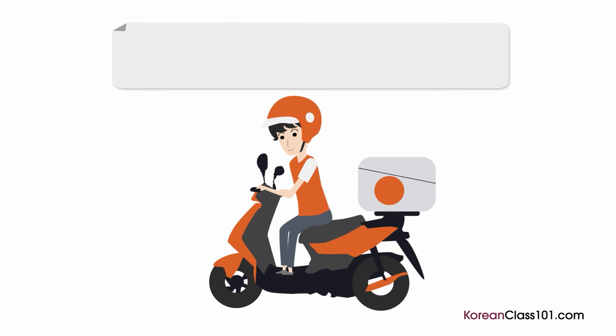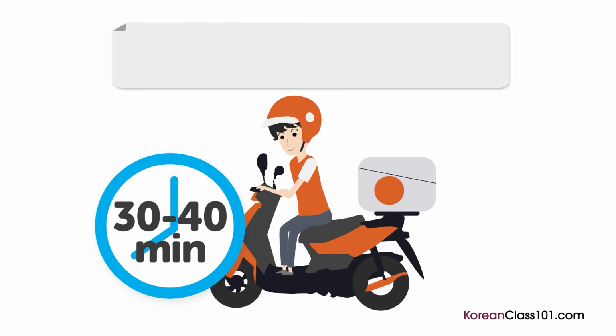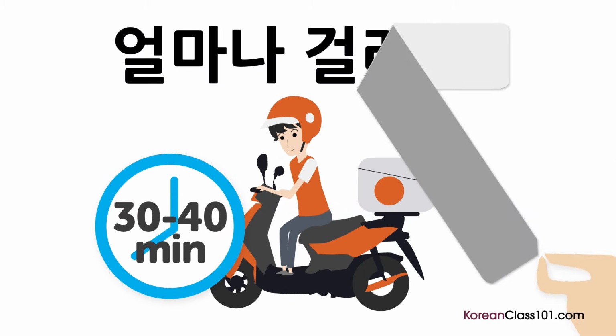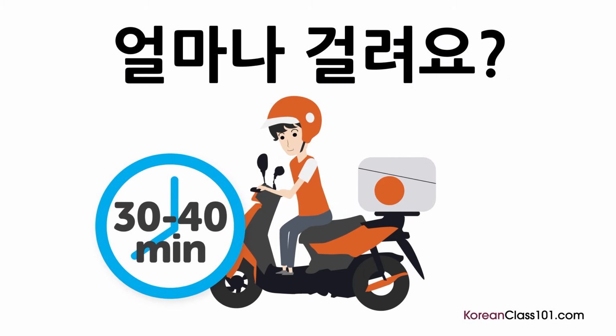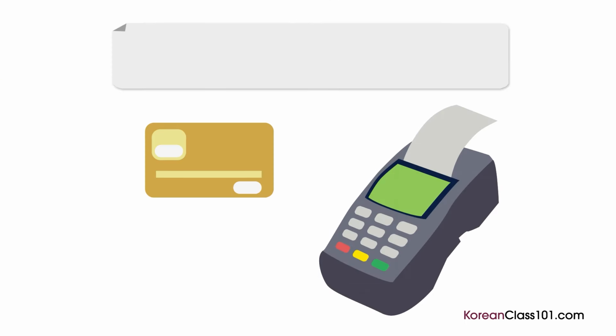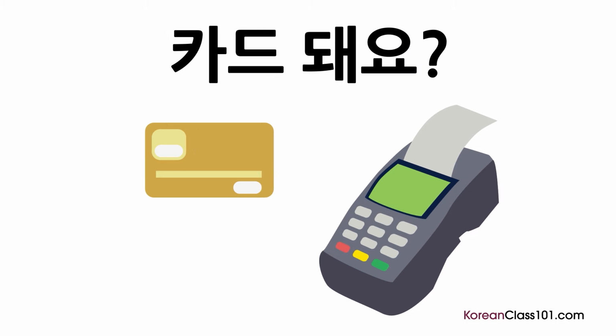It usually takes about 30 to 40 minutes to get your food delivered. If you want to check how long it'll take, ask 얼마나 걸려요? This means, how long will it take? If you want to pay by your credit card, make sure to ask 카드 돼요, which means, is a credit card okay? If you don't ask, the staff might not bring the credit card reader when they deliver the food.